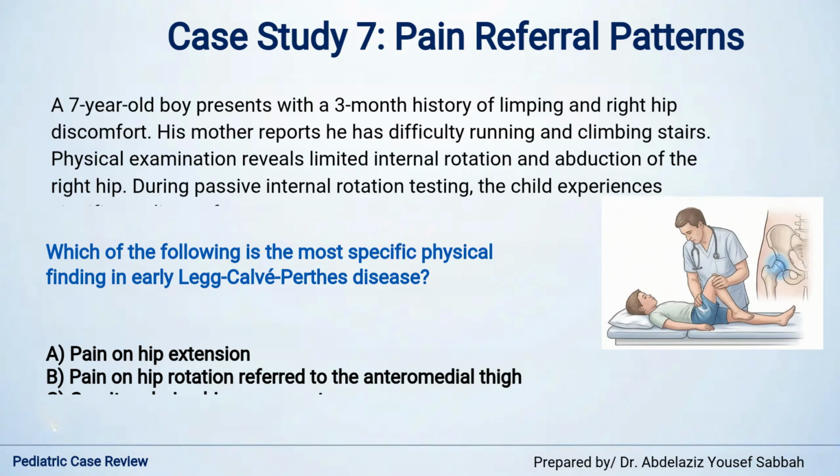Which of the following is the most specific physical finding in early Legg-Calvé-Perthes disease? Option A, pain on hip extension. Option B, pain on hip rotation referred to the anteromedial thigh. Option C, crepitus during hip movement. Option D, positive Faber test.